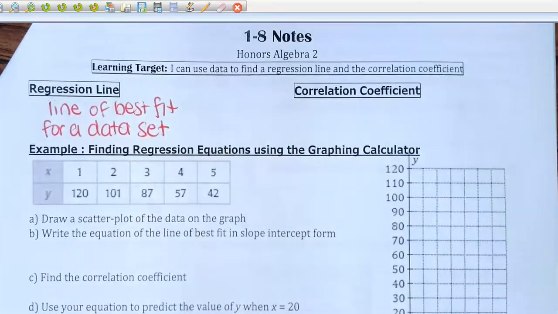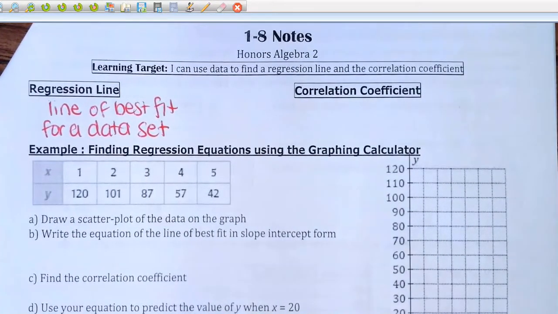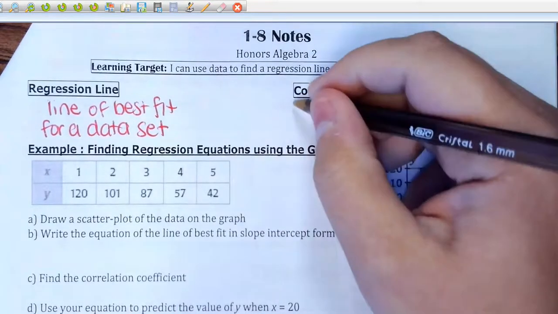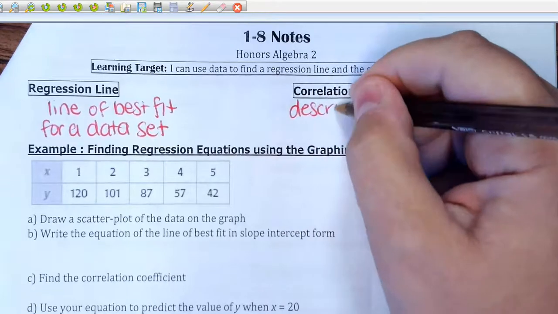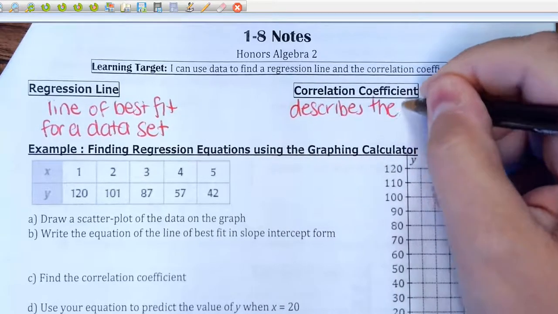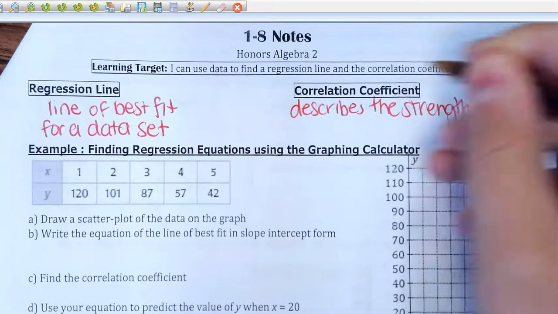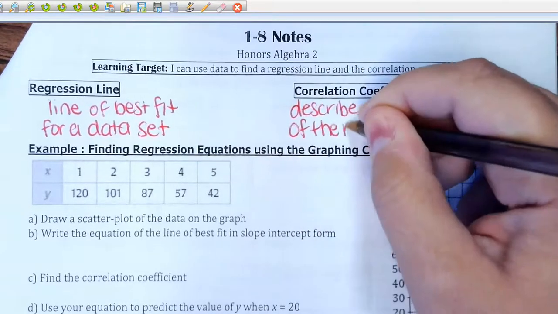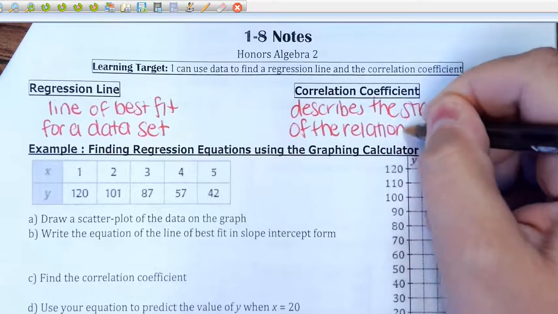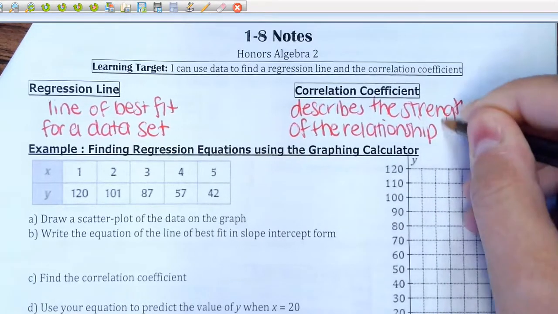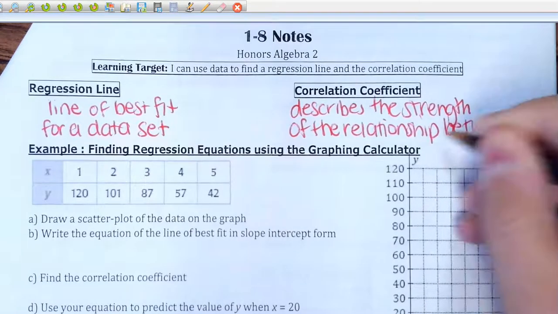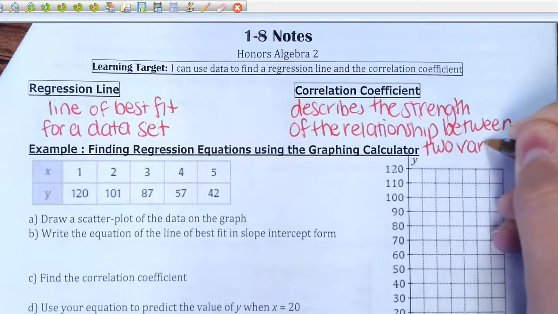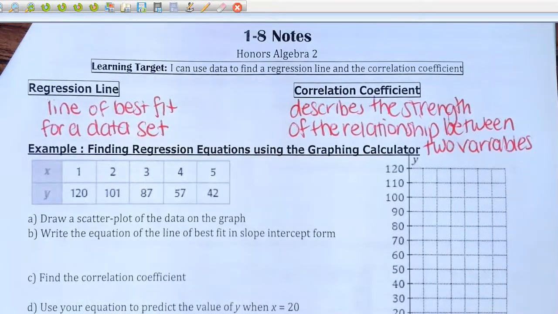And what we're going to use as the correlation coefficient, I'm going to show you a little picture that's not on the note paper here in a second. Correlation coefficient describes the strength of the relationship between two variables. I know I just wrote that kind of fast, so if you want to pause, you can, but I want to show you a picture for correlation coefficient.